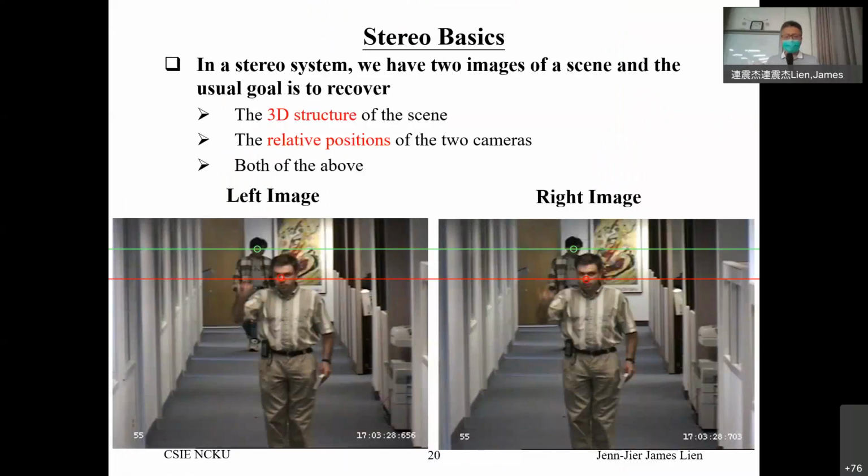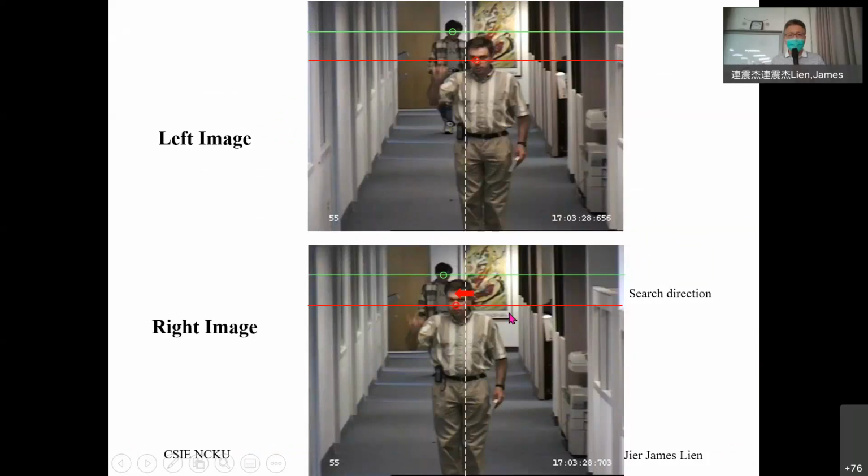We start from here. Suppose we have two cameras, a left camera and a right camera, and we take the image. So it's left, right. If we try to align them this way, you'll find that if the target object is near you, the nose is here and the nose is here.